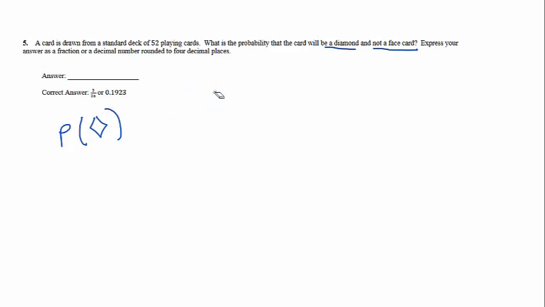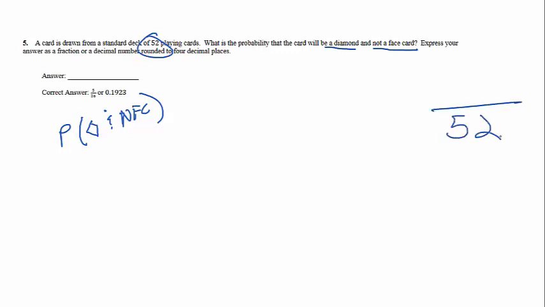What we're doing here is putting that guy on the inside. That it is a diamond and not a face card. All right, so first of all, let's build our ratio. There's 52 total cards, so there's 52 on the bottom.